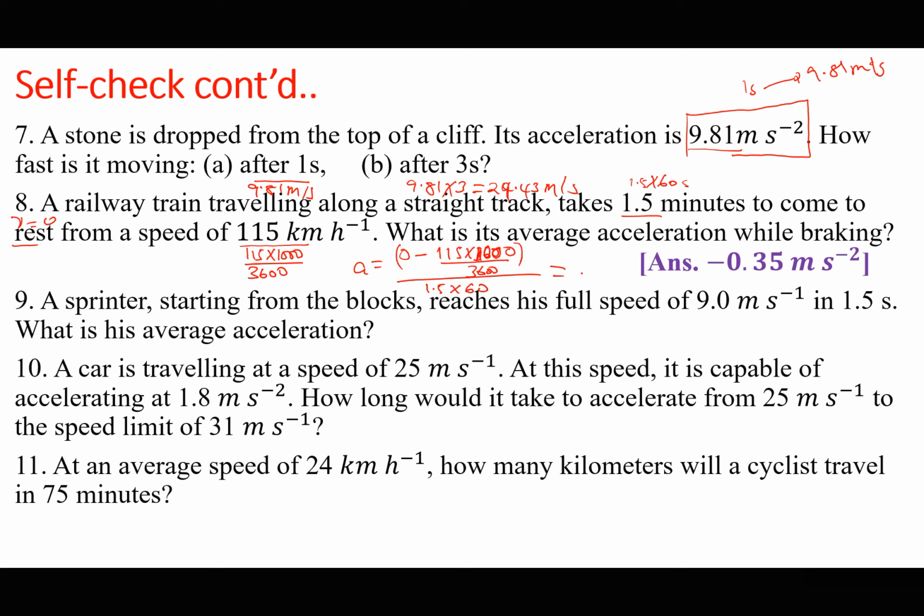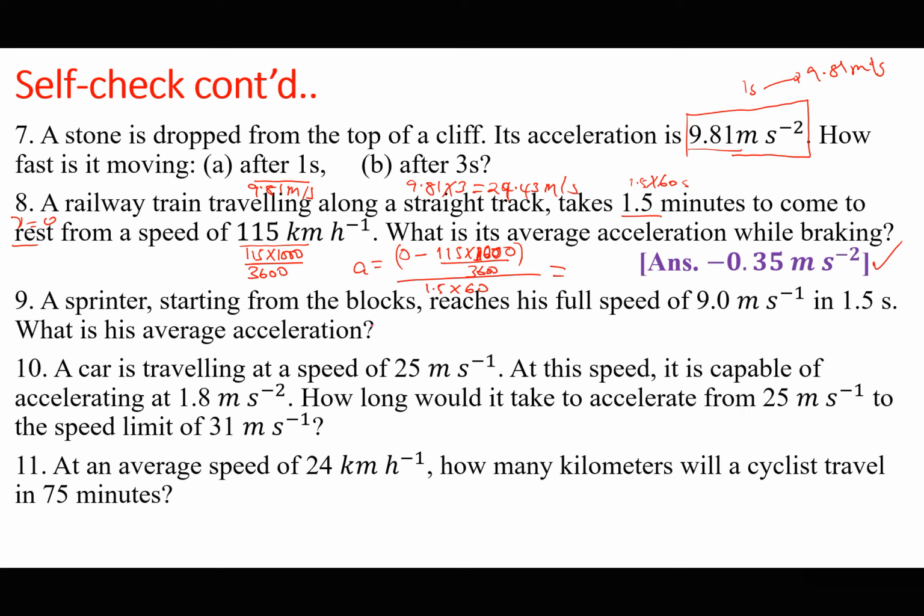Let me check if that answer is not correct. So we have negative 115 times 1000, over 3600, over 1.5 times 60. Here it is. I think that answer is correct.